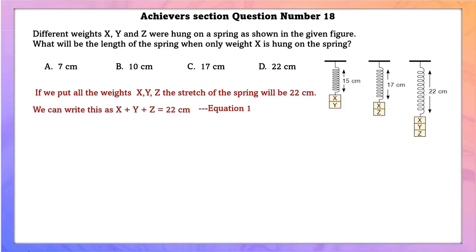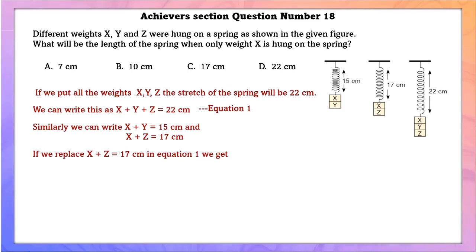So we can write this as X plus Y plus Z is equal to 22 centimeters. That is equation 1. Similarly, we can write X plus Y is equal to 15 centimeters and X plus Z is equal to 17 centimeters. If we replace X plus Z equal to 17 in equation 1, if we add 17 and 5, we will get the value as 22. So we can take Y as 5.